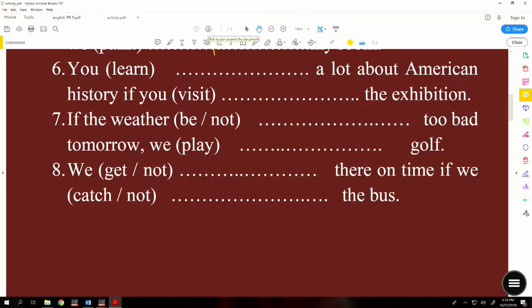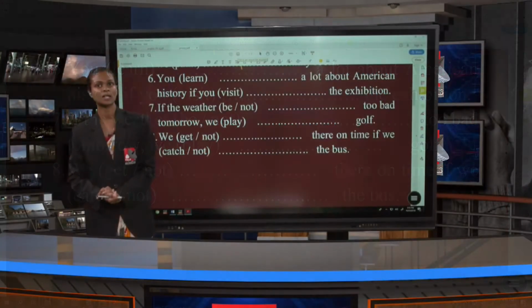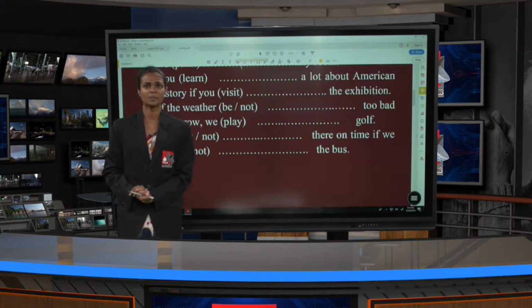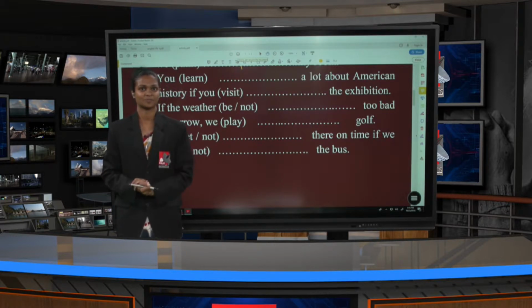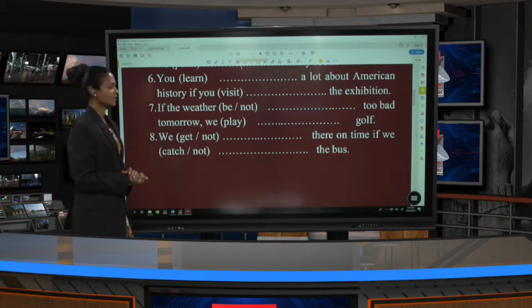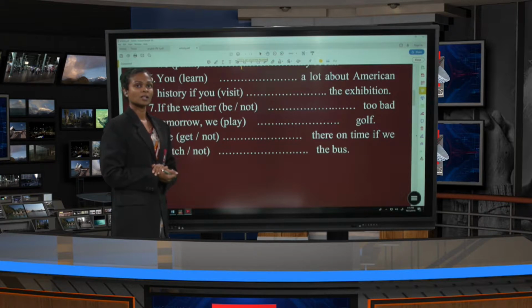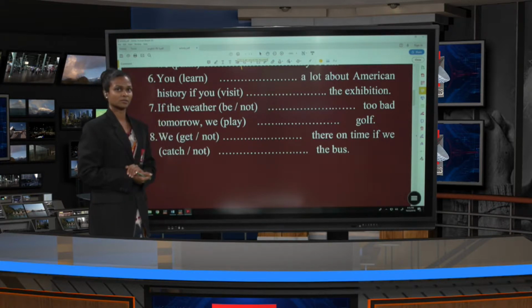Right. 6th one. You blank a lot about American history. If you the exhibition. Right. I think you might have corrected the sentences. Then the sixth one. We are talking about the sixth one.